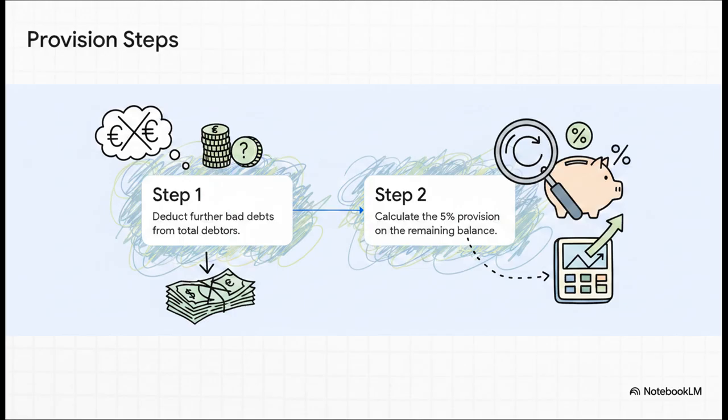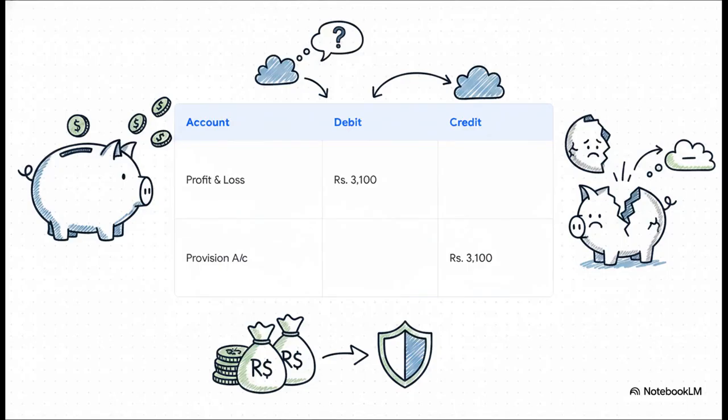So, step 1. You must deduct the further bad debts first. 64,000 minus 2,000 leaves us with 62,000 rupees of good, albeit slightly doubtful debtors. Step 2. Now you calculate the 5% provision on that remaining balance, which gives us exactly 3,100 rupees. And that 3,100 rupees, that is the magic figure that drives our journal entry for the provision.